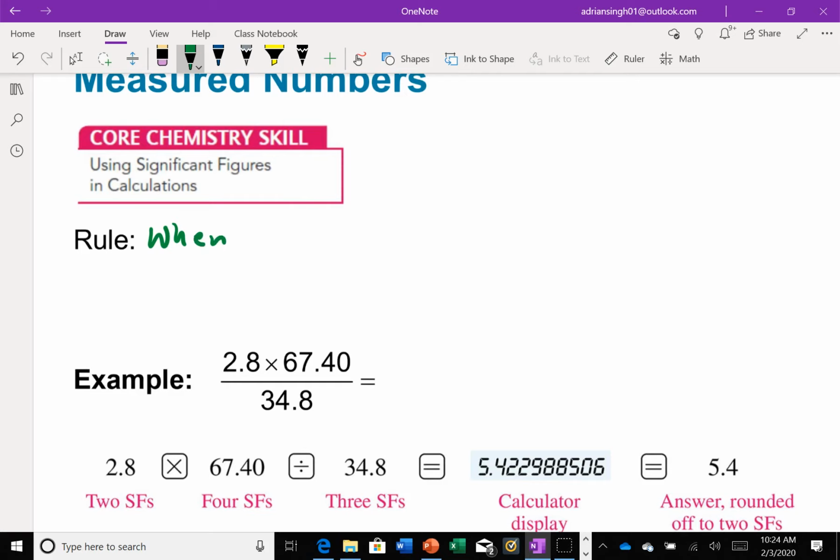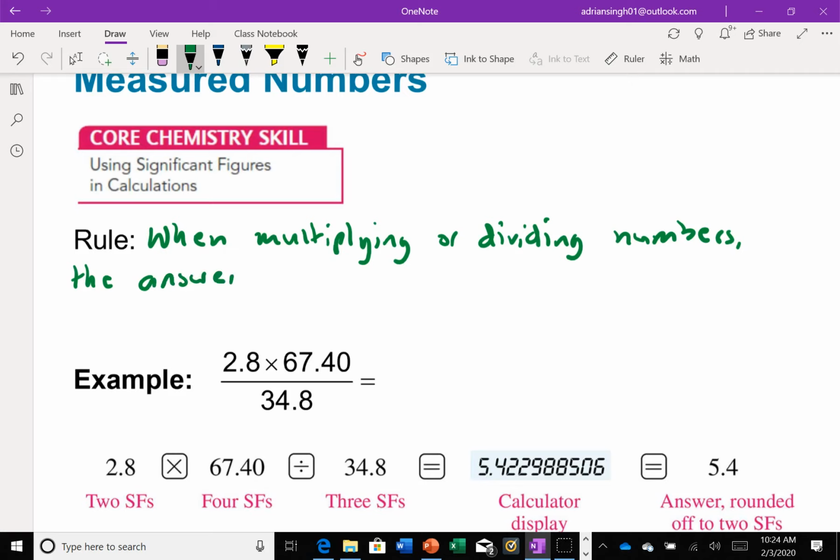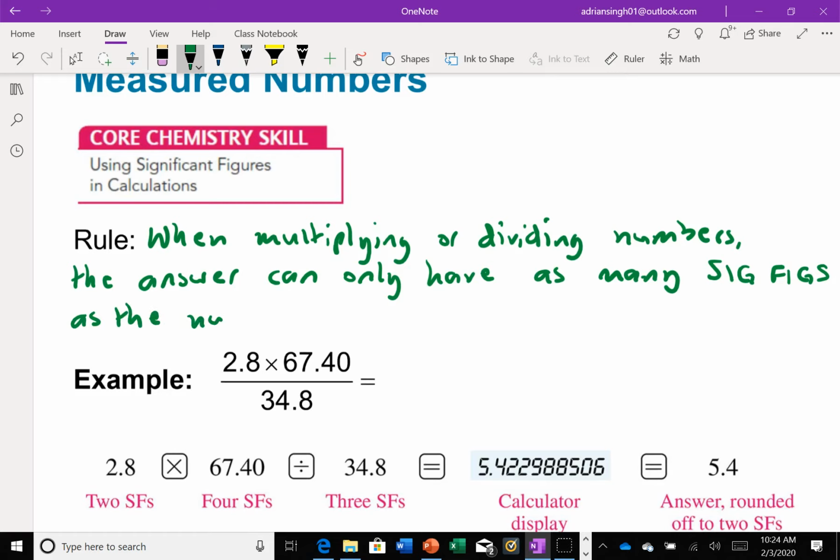So when multiplying or dividing numbers, the answer can only have as many sig figs as the number with the least number of sig figs.